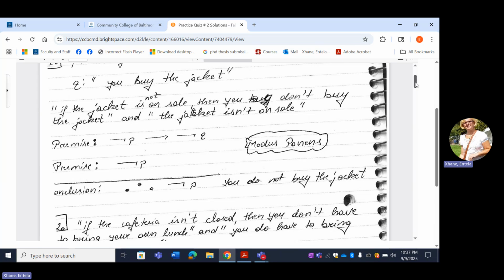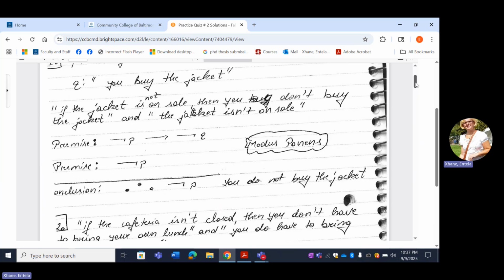Now, the second premise is connected to the first by an and. So it's always worth underlining and. And the jacket is not on sale. So that means not P. So this is a typical case of modus ponens. The way I look at this, if it is kind of confusing, remember what modus ponens is as the rule of inference. If P implies Q and P, then therefore Q.